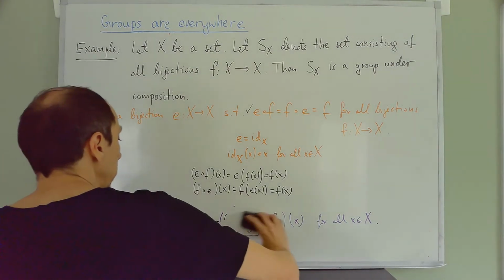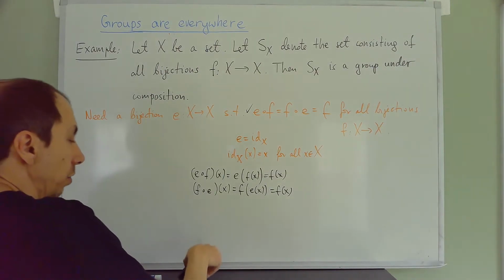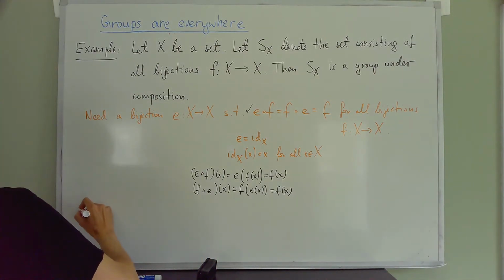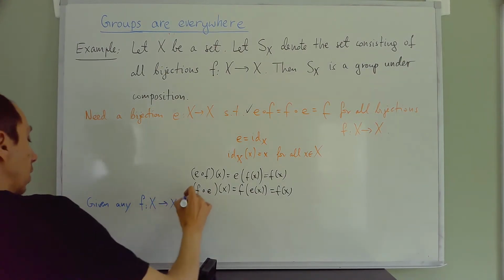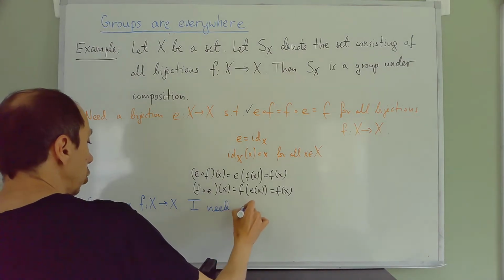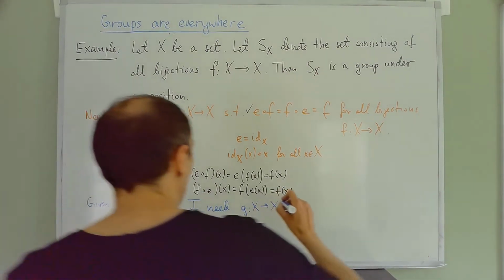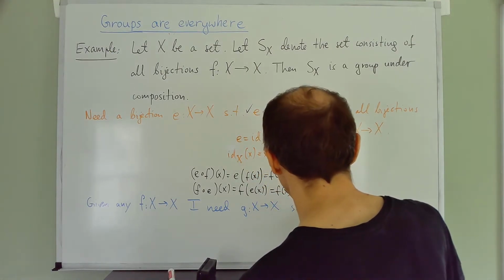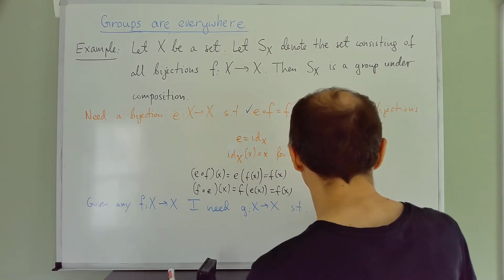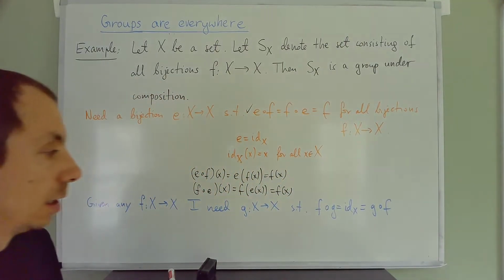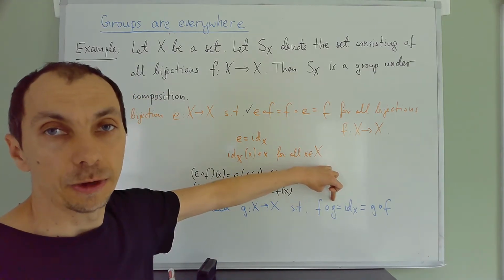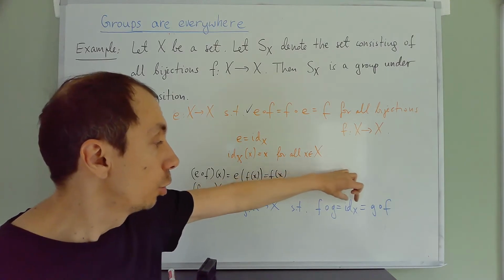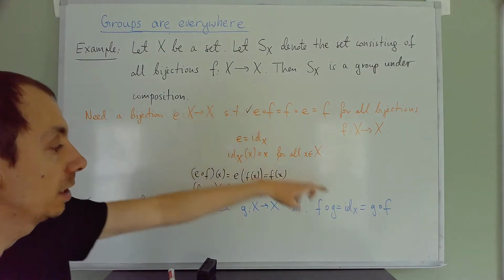Finally, what would be the inverse? Given any F from X to X, I need G from X to X such that F composed with G is the identity, and also G composed with F is the identity. That's what it means to be an inverse to an element in a group. F group operation G, in this case composition, should give you the identity. And the identity in the group is the identity function.